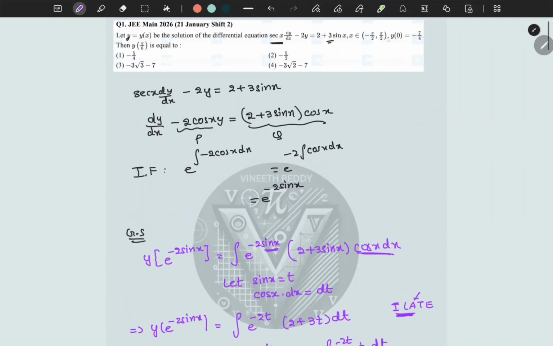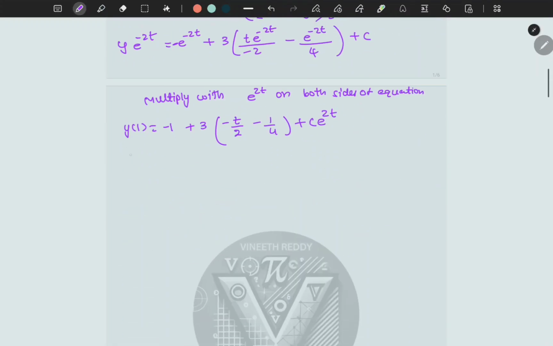So now what is given in the question? Always we will be given a boundary condition. When x is equal to 0, the value of y is minus 7 by 4. How is this read? When x is 0, y is minus 7 by 4. That means now put x equal to 0 and we get y equal to minus 7 by 4. Let us substitute that in the previous equation. We get minus 7 by 4.